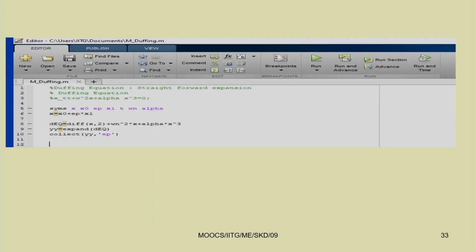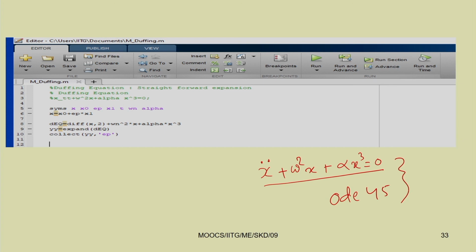So here I have shown the doping equation. For example, this equation x double dot. So if you have this equation x double dot plus omega square x plus alpha x cube equal to 0, and if you want to solve this equation using ODE45, the code is written here.